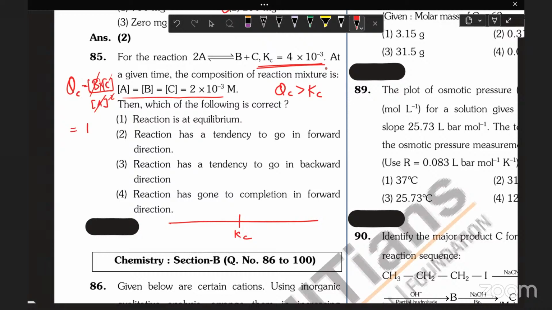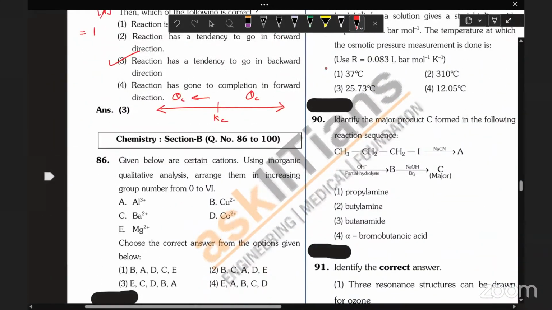This is the value of Kc. Assume it to be a number line. If Qc is less than Kc, the reaction will move forward. If Qc is higher than Kc, the reaction will move in the backward direction. So that means option 3 seems to be the right answer. Let's check it out. And yes, that's true.